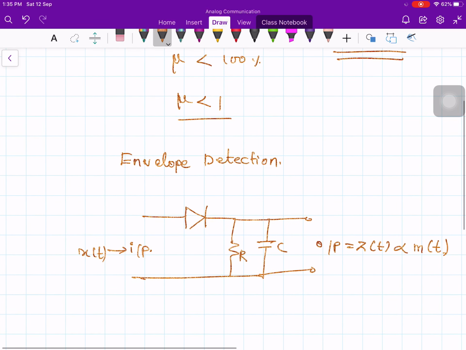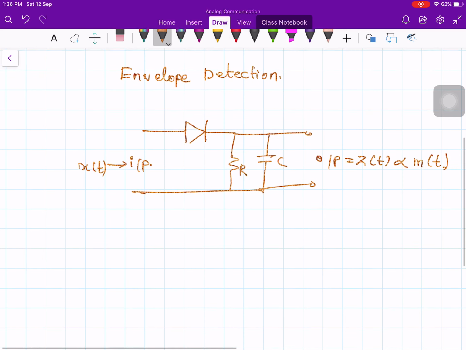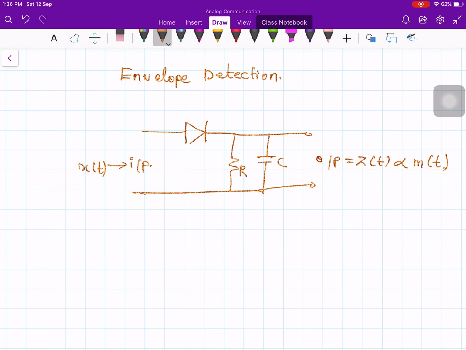and the diode conducts only in the positive half cycles of the carrier. The diode does not always conduct. Therefore you have a diode, a suitable value of resistor R and a suitable value of the capacitor C. When I say suitable value of R and suitable value of C, that means you cannot choose the R value and C value arbitrarily. Based on certain conditions, you should choose this R and C, because R and C will determine the demodulated signal. So the input is the modulated waveform x of t, and the output is, let us say, z of t, which is directly proportional to the message signal M of t.